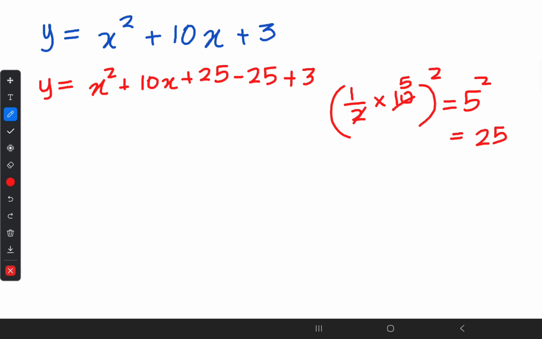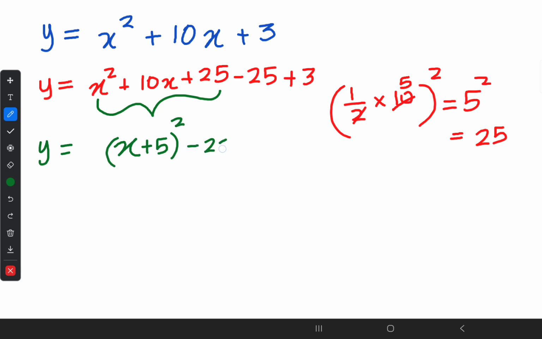That's all. Thereafter, look at these three: x square plus 10x plus 25. It is a square function. We can write it as x plus 5 whole square, and negative 25 plus 3 would be negative 22.